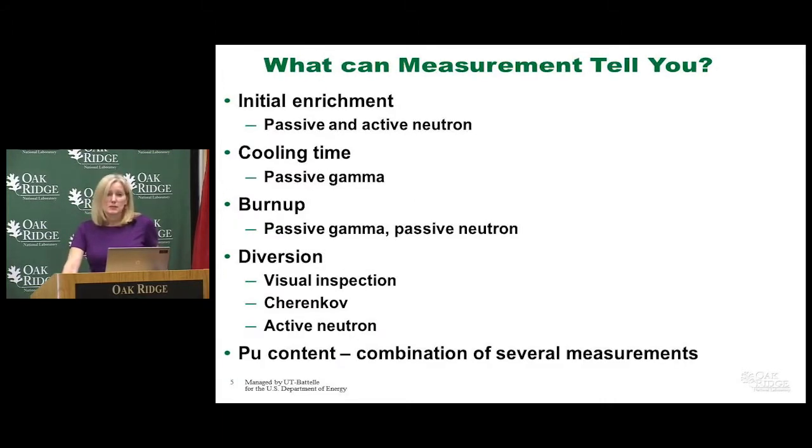So what can a measurement tell you? If we do enough of the proper types of measurements, it can give you initial enrichment using passive and active neutron measurements. Cooling time and burnup can be achieved through passive gamma and passive neutron measurements. And diversion is usually detected through visual inspection, Cherenkov radiation measurements, and active neutron interrogation. Plutonium content may also be able to be determined, and that's one of the things being worked on now: how to determine plutonium content in spent fuel assemblies.